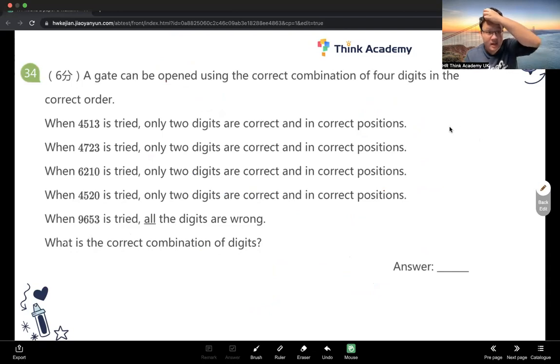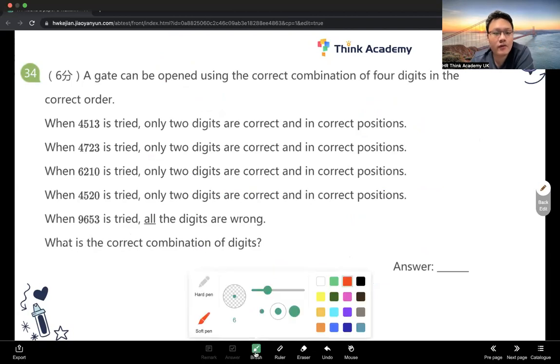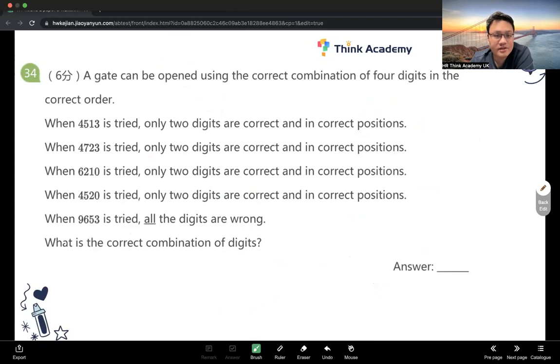So for this one, a gate can be opened using the correct combination of the 4 digits in the correct order. When 4513 is tried, only 2 are correct. When 4723 is tried, only 2 are correct. When 6210 is tried, only 2 are correct. And then this is also only 2 correct. And when this one is tried, all the digits are wrong. That is very good information we got.